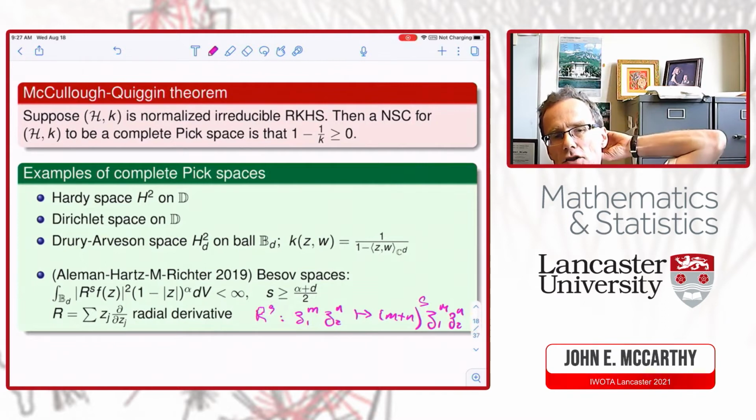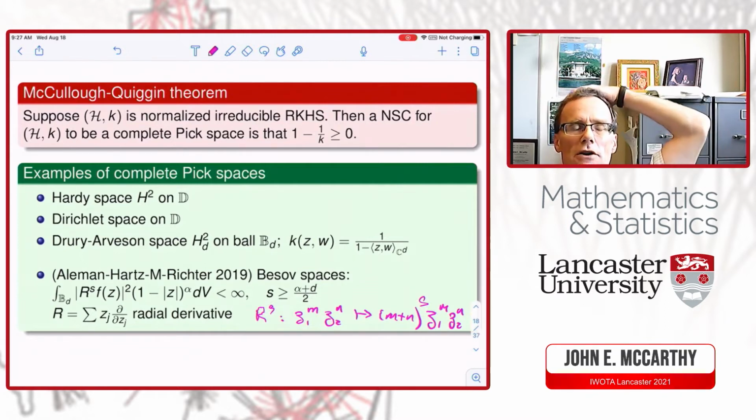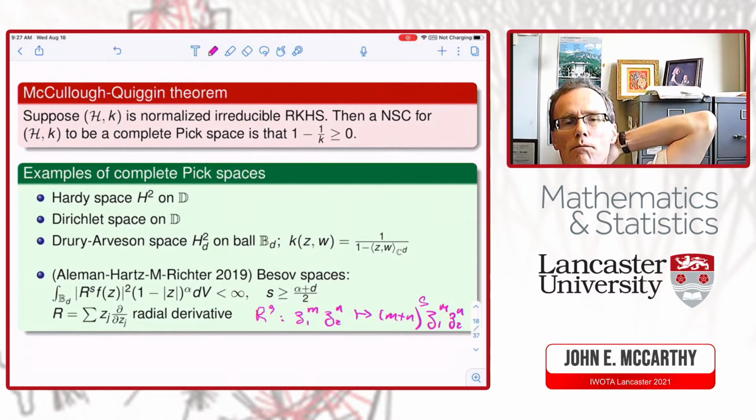And then in 2019, Alman, Hartz, Richter, and I showed that you will have the complete Pick property provided you take enough derivatives. And the condition is the number of derivatives you take has to be greater than or equal to alpha plus d over 2. So you can check that the first 3 examples are all special cases of this. The Hardy space, you take 0 derivatives. D is 1, but alpha is minus 1.